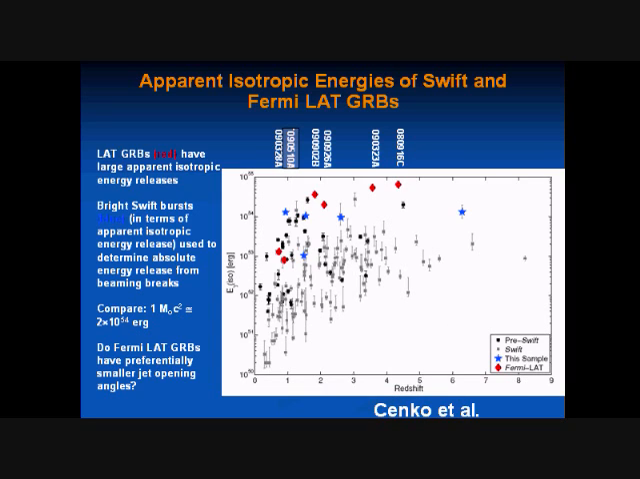So there is still a question: do Fermi-LAT GRBs have apparently smaller opening angles, or why is the isotropic equivalent energy of LAT GRBs high? This is still a question. A lot more observations are needed to know more about these kinds of GRBs.